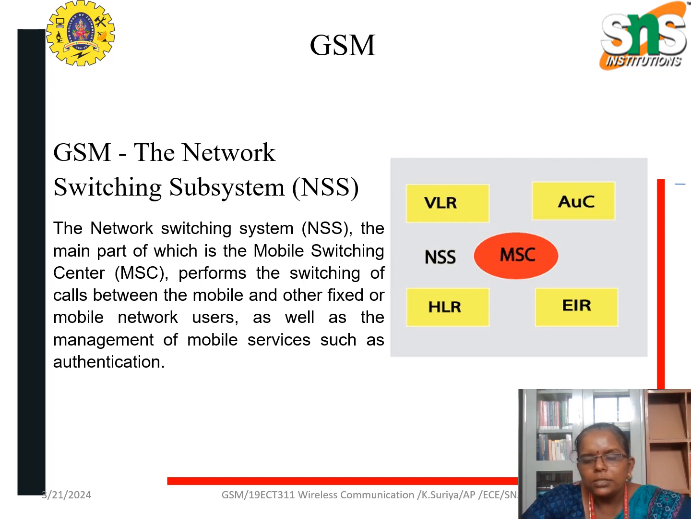Next one, the authentication center, is used for privacy and security purposes, and the equipment identity register consists of the IMEI number, so it is used to find out the mobile phone in cases of theft and so on.